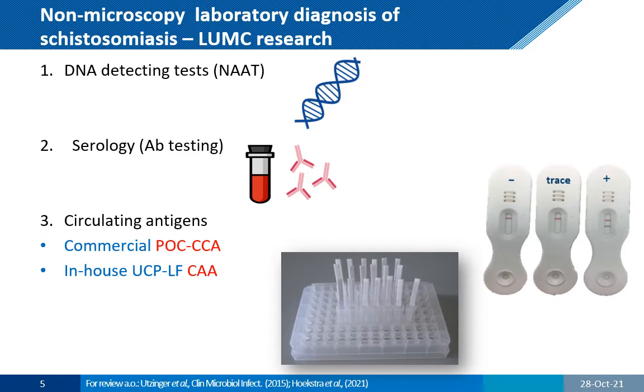And in this talk I will discuss and show you data on 3 different diagnostic procedures. First, I will share with you some information about our nucleic acid amplification test, so the detection of parasite-specific DNA in clinical samples, which we do at the LUMC via real-time PCR. Then I will discuss with you serology, so the detection in serum of schistosome-specific antibodies. But most of my presentation will be about our work on the circulating antigens CCA and CAA. I will show you our most recent findings with the commercially available POC-CCA urine strip test, and I will show you also some studies using the in-house lateral flow test for ultra-sensitive detection of CAA.